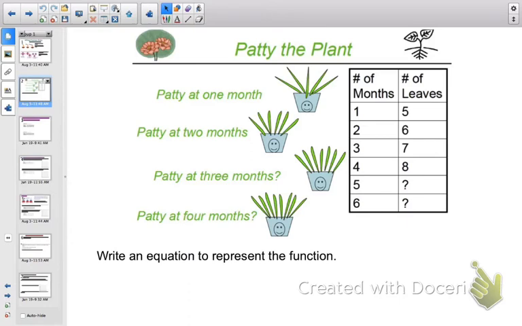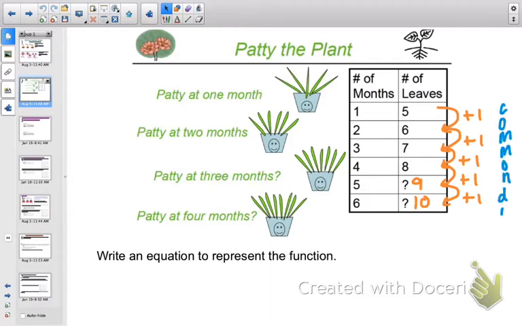So let's look at this table. 5, 6, 7, 8 for number of leaves. So it looks like we're increasing by 1 every single time. So we're going to continue to increase by 1 and fill in those missing values. Now let's write our equation. So our common difference is 1. So we've got y equals 1x.